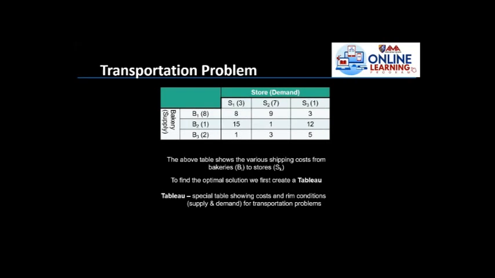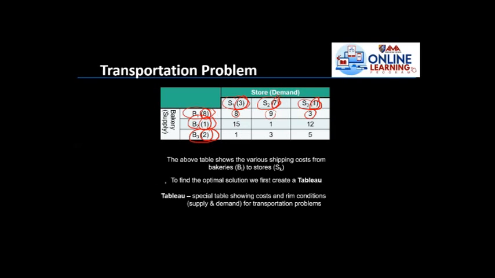So, in this table above shows the various shipping costs from bakery. So, ito yun. Okay, so yung mga shipping costs, ito. 8, 9, 3, so on and so forth. So kung si store 1, ito yung mga stores, guys. Ito yung store 1, store 2, and store 3. Ito yung demand nila. So, ito yung kailangan ni store 1, 3 units of bread. Si S2, 7 units. Si S3 is 1 unit. While yung B1 naman, yung bakery 1, ito yung kaya niyang isupply per day. 8 units. Yung B2 is 1 unit. And bakery 3 is 2 units.